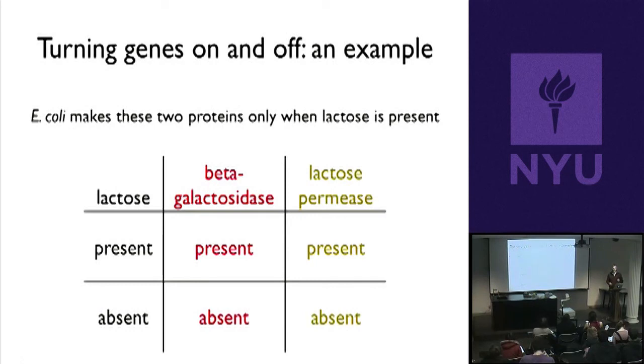Okay, so here's my little table, which is probably overkill in summarizing this statement. If lactose is present, then beta-galactosidase is present. That is, the protein beta-galactosidase can be found inside the cells, and lactose permease is present. If lactose is absent, then beta-galactosidase is absent, and lactose permease is absent. Now, why does this make sense?